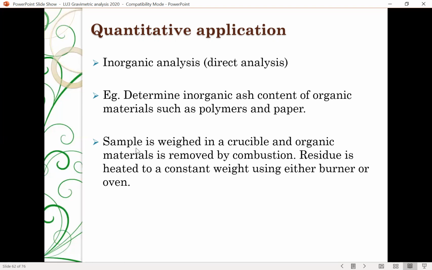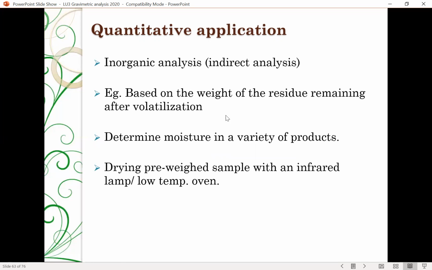So what we want to do here is determine the inorganic ash content of our material. The polymer and paper sample can be weighed in a crucible, and we remove the organic matter from the polymer and paper through combustion. We put them into a muffle furnace and conduct the combustion process. During combustion, the organic part of the sample is removed. The residue is then heated to a constant weight using either a burner or an oven. Normally we use an oven.